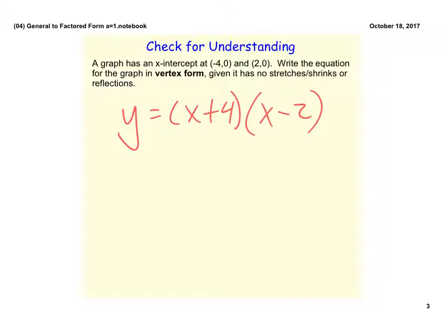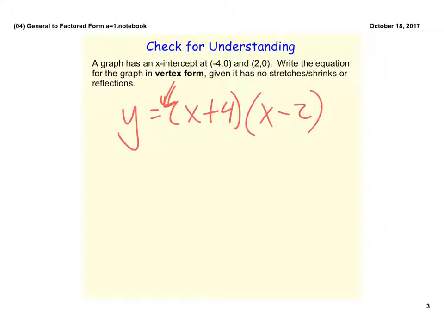Yep. Very nice. And notice it said no stretches, so there's no number in front, and no reflections, so there's no negative in front. All right. Raise your hand if you had that one right. Okay, awesome. Now here's the problem. It said write it in vertex form. I would agree to write it this way, and you didn't do it wrong. It's just I can't stop here because otherwise I get it wrong on the test. What do I do next?